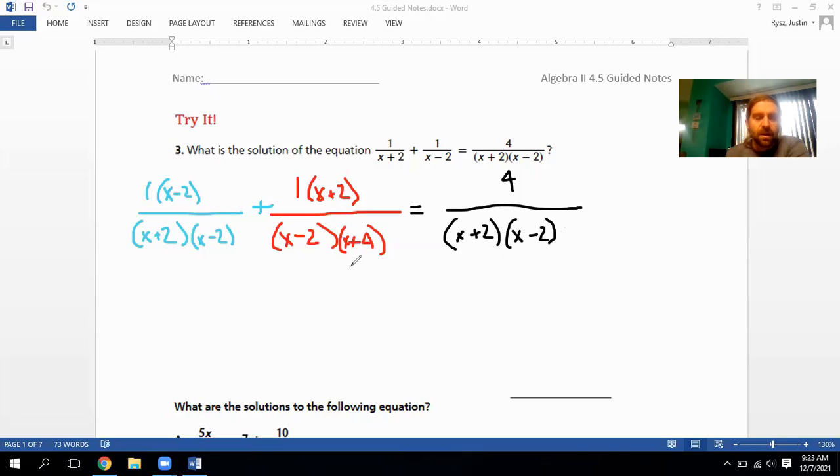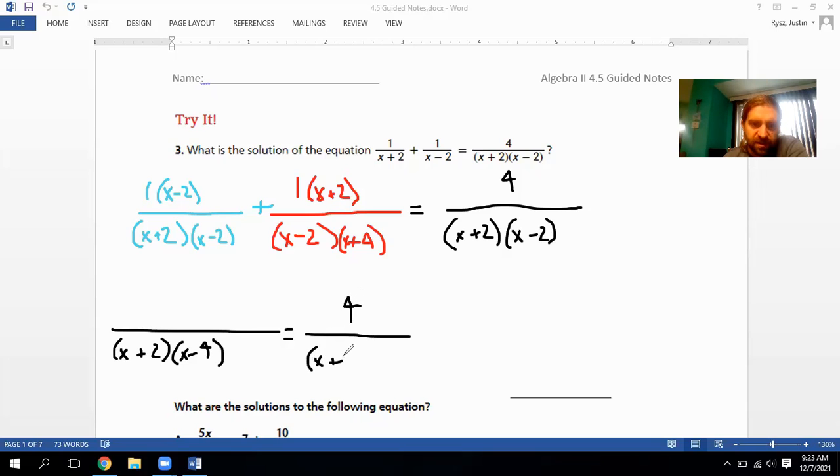Okay, so what we can do now is we can have our x plus 2, x minus 2 equal to, over here, our 4, x plus 2, x minus 2.